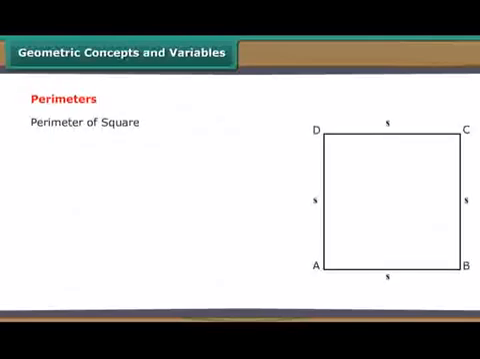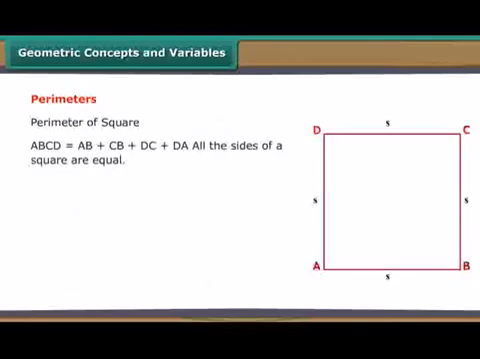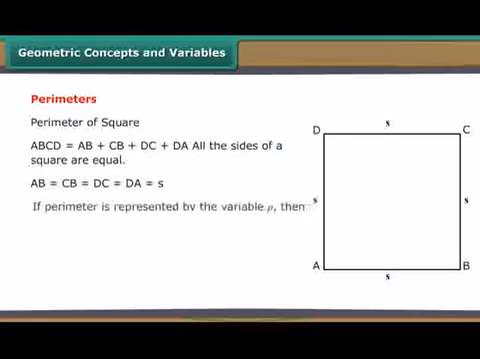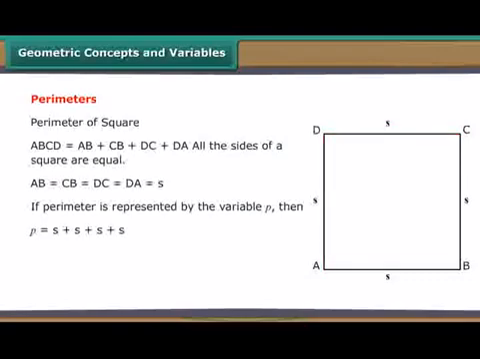Perimeter of square ABCD is equal to AB plus CB plus DC plus DA. All the sides of a square are equal. AB is equal to CB is equal to DC is equal to DA is equal to S for side. If perimeter is represented by the variable P, then P is equal to S plus S plus S plus S is equal to 4S. Variable P varies with variations in the variable S.